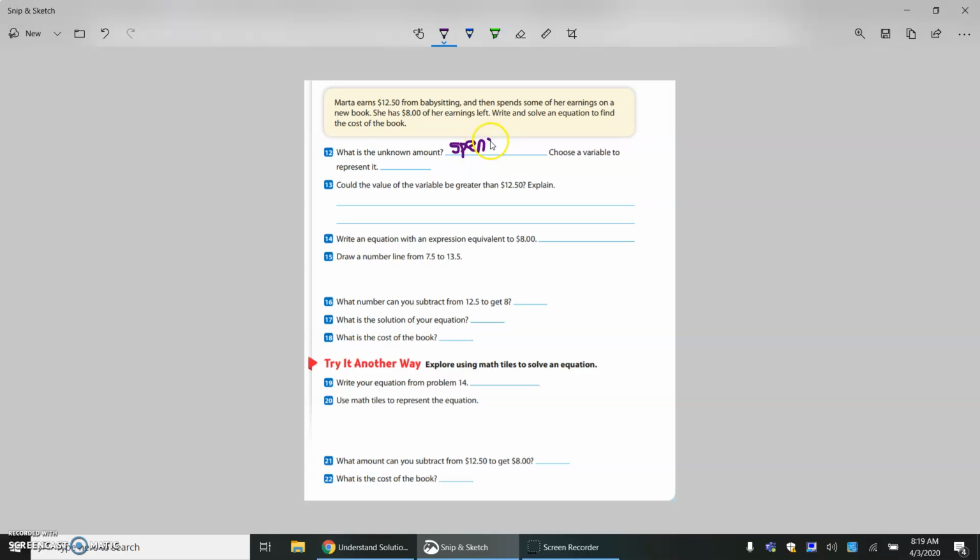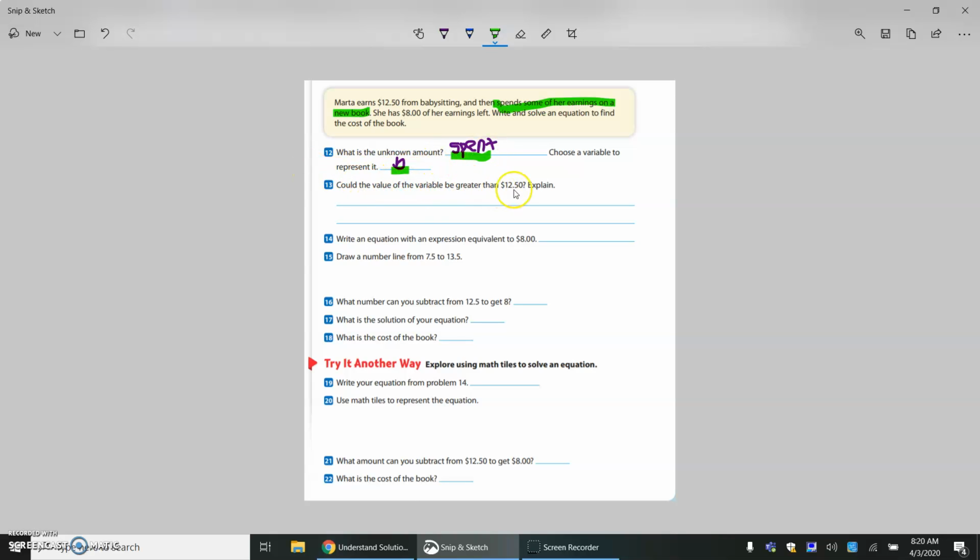Yes, it looks like a kindergartner wrote this. No, this is not my handwriting. It's me using the online tools, okay? Choose a variable to represent it. So we could put, she bought a new book, so let's just use B for book. And I'm going to highlight this here so that we know that's what we're doing, and I'm going to underline this. Let's do color coding here, okay?